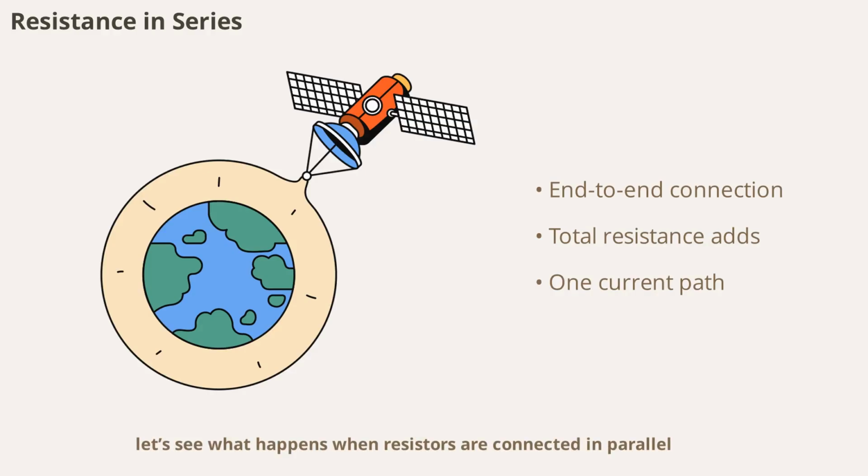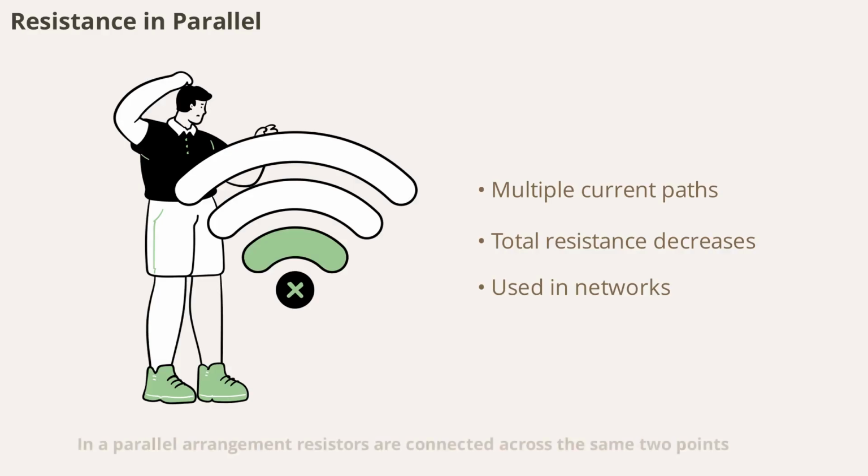Next, let's see what happens when resistors are connected in parallel. In a parallel arrangement, resistors are connected across the same 2 points, providing multiple paths for current to flow. The total resistance in parallel is always less than the smallest individual resistance. The formula is 1/R total equals 1/R1 plus 1/R2 plus 1/Rn. This setup is used when you want to decrease the overall resistance and allow more current to flow. Understanding parallel connections is vital for designing efficient electrical networks.